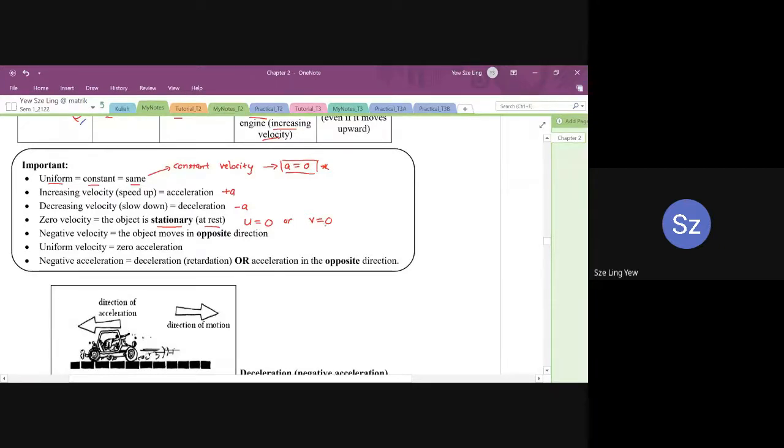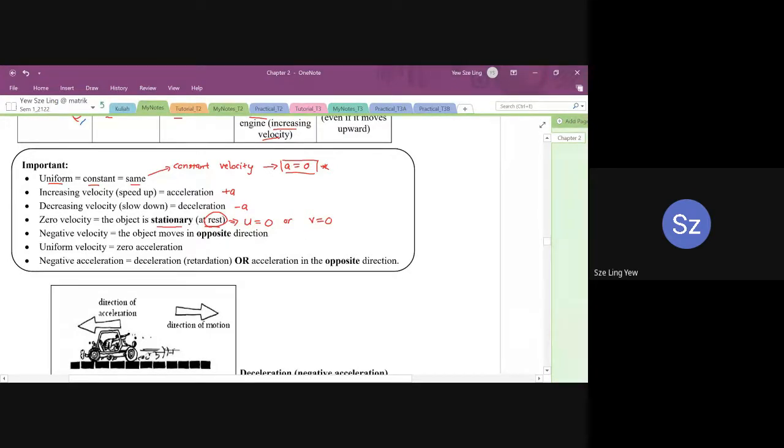Or initially the object is at rest, then it speeds up. In that case, you know u is equal to 0. So this term rest, you will see it very, very often in questions. It carries a hidden meaning where velocity is equal to 0, either the initial or the final velocity.